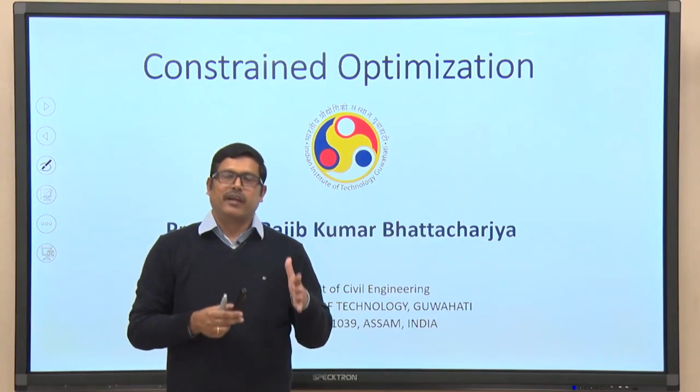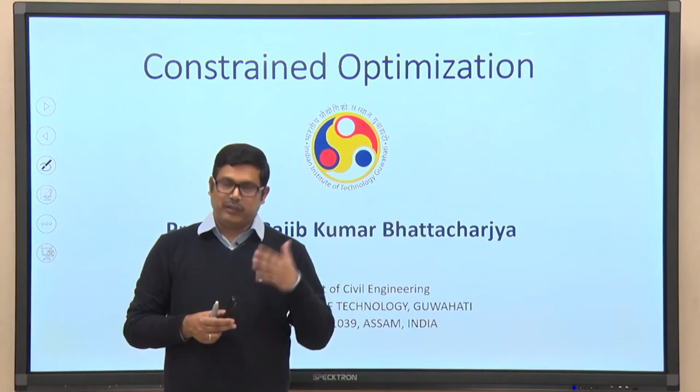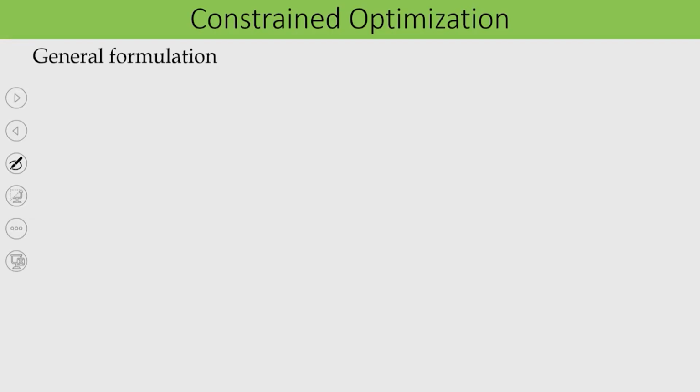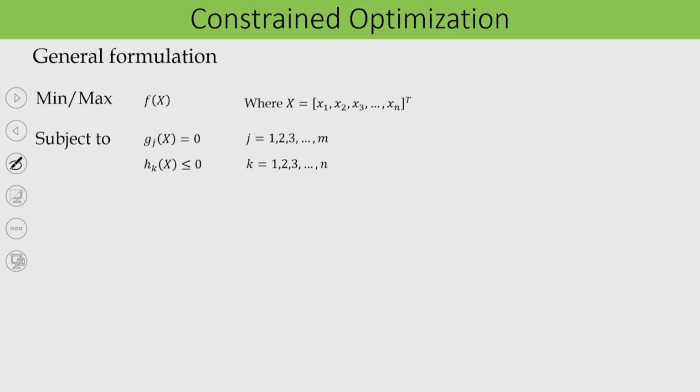What are the necessary and sufficient conditions for optimality of a constrained optimization problem? A general formulation of a constrained optimization problem can be written like this. The problem may be a maximization or a minimization problem, so I can write that it is either minimization or maximization of f(x). It is a multivariable problem, so we have a total of n variables: x1, x2, x3 up to xn.